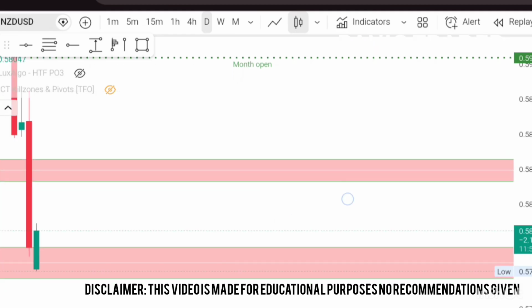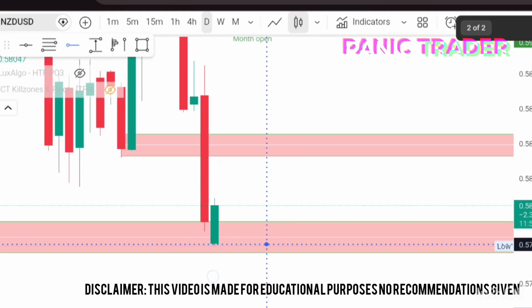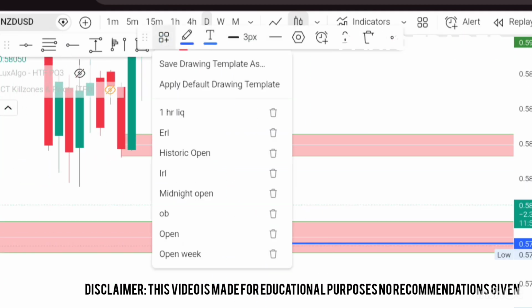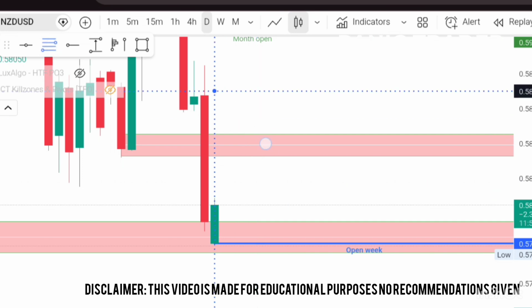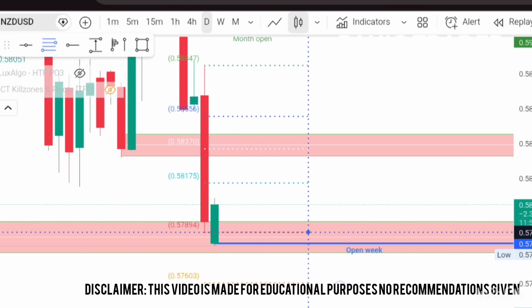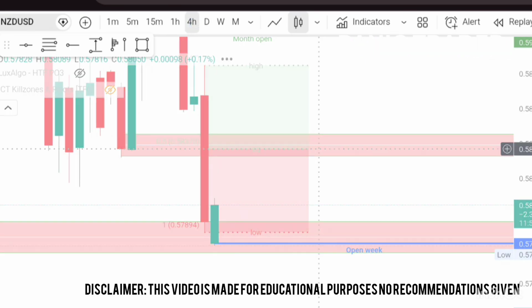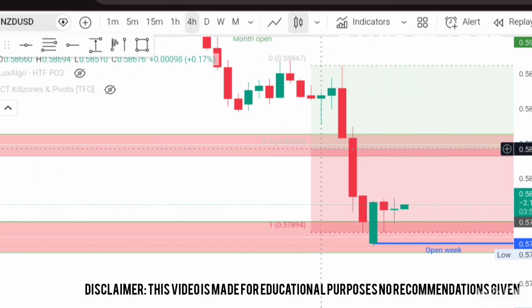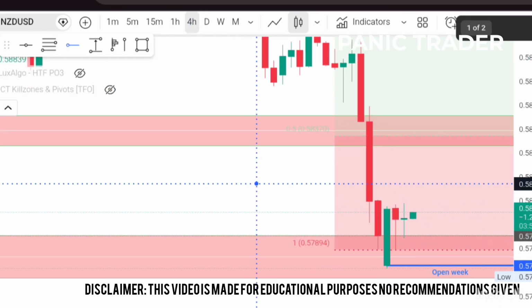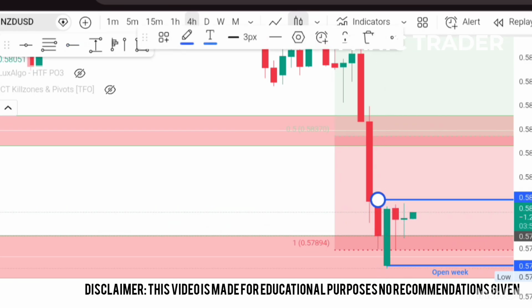NZD, how has it opened? NZD also has a gap down opening. Most probably it will try to reach some amount of equilibrium. Let's mark those equilibrium levels. I don't think NZD can come that much higher, because most probably liquidity may be this high. This is going to be my first IRL.